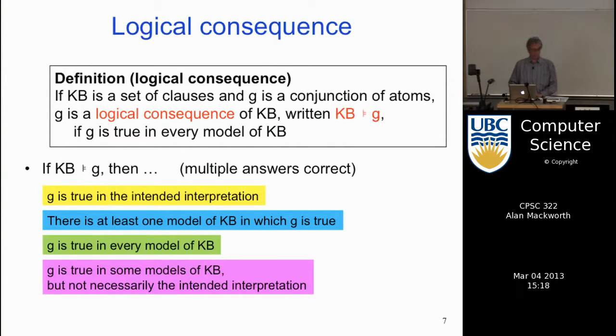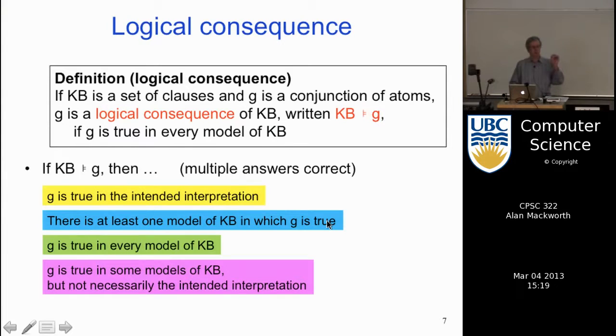Okay, so I see some good answers. There are actually three true answers. The first three are all true. The last one is false, because G is necessarily true in the intended interpretation, because the intended interpretation is always a model, and G is true in all models. If G logically follows from the knowledge base, it's true in all models. So it's true in the intended interpretation. There's at least one model of the knowledge base in which G is true.